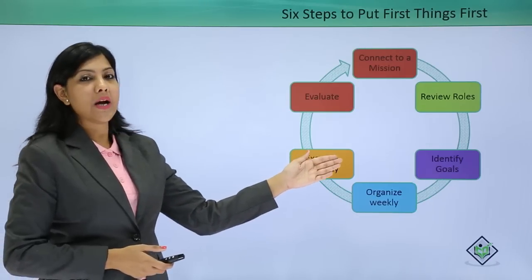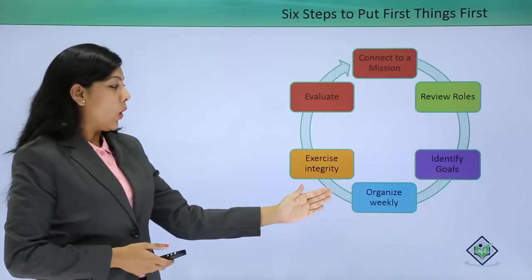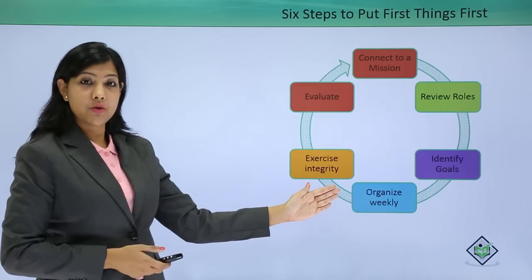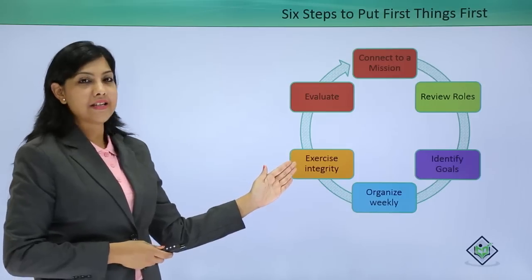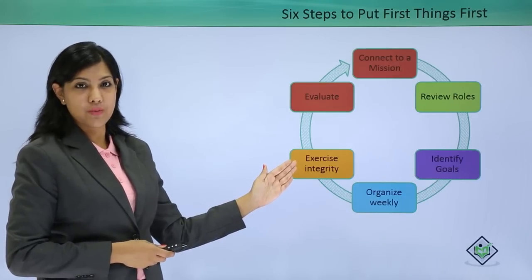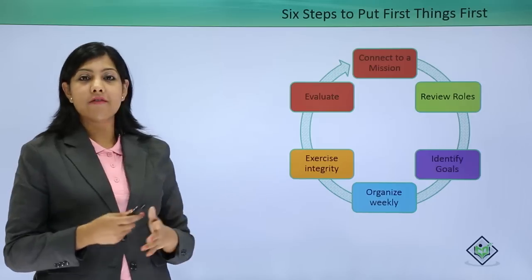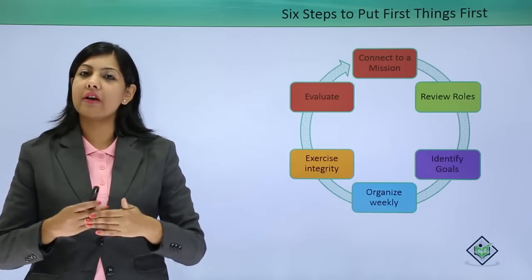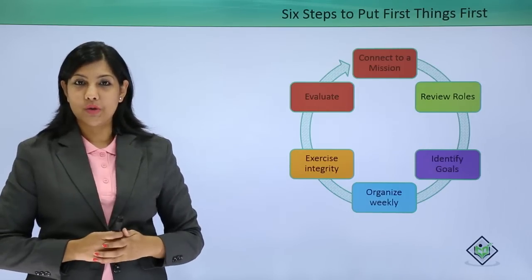Thirdly, it's important to identify goals, which is closely linked to the mission of your life. Organize weekly. As much as you can, try and have weekly schedules for yourself. Exercise integrity, it's very essential to have integrity. Evaluate your choices, evaluate your life every month or every quarter so that you know where you are going is the correct way to go.